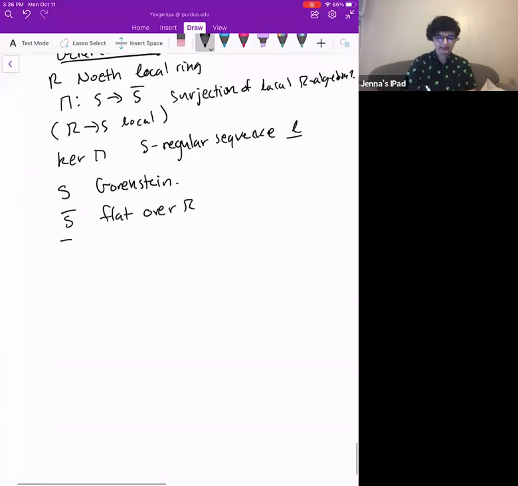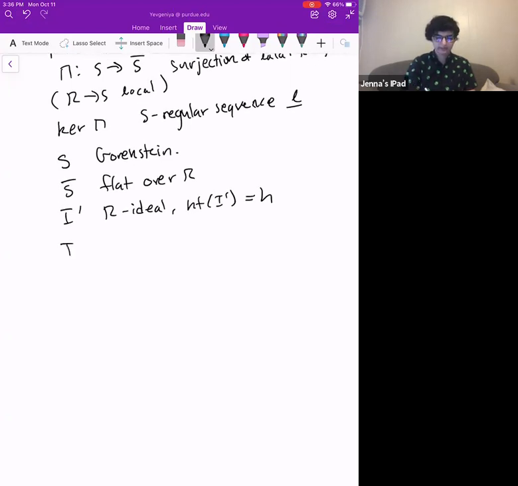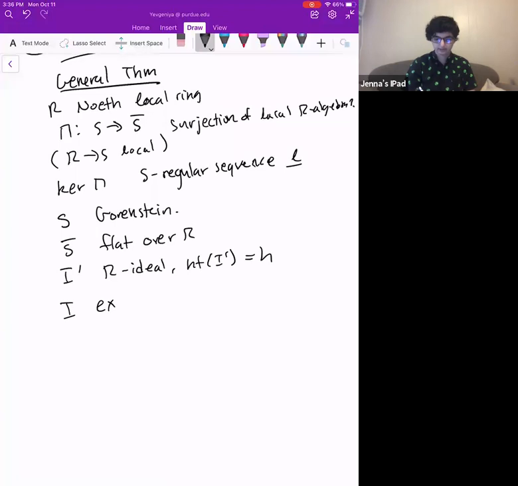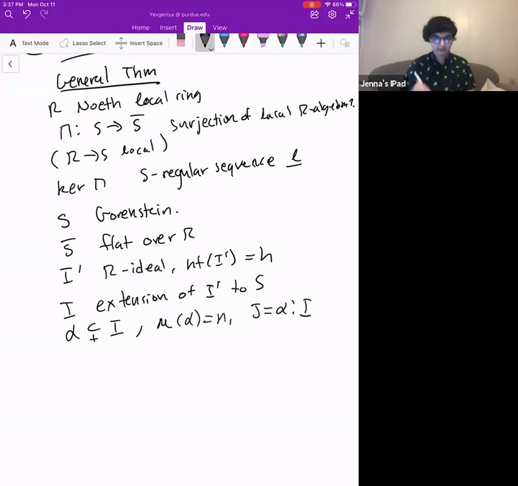And we assume that I prime is an R ideal and that the height of I prime is equal to H. And then we let I be an extension. So let me actually scroll up here so we can see everything. An extension of I prime to S. And we let alpha be an ideal properly contained in I, mu of alpha be n, and J be alpha colon I.